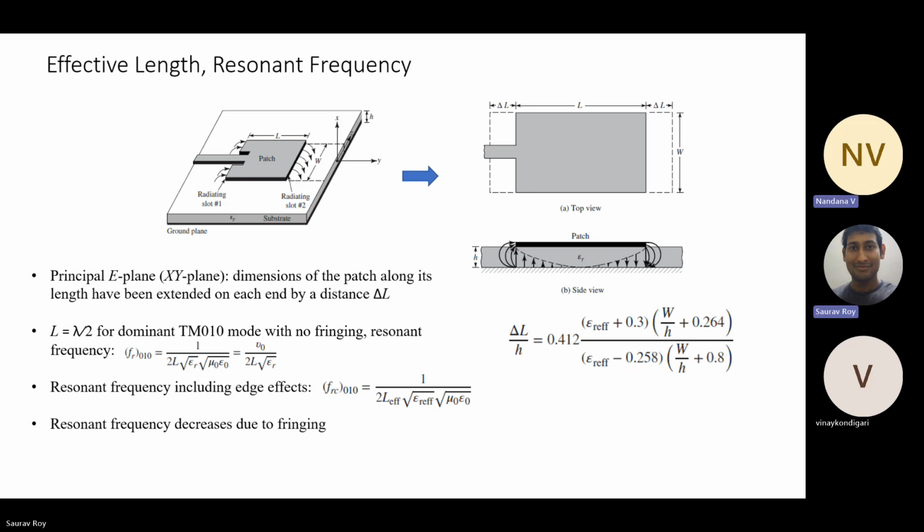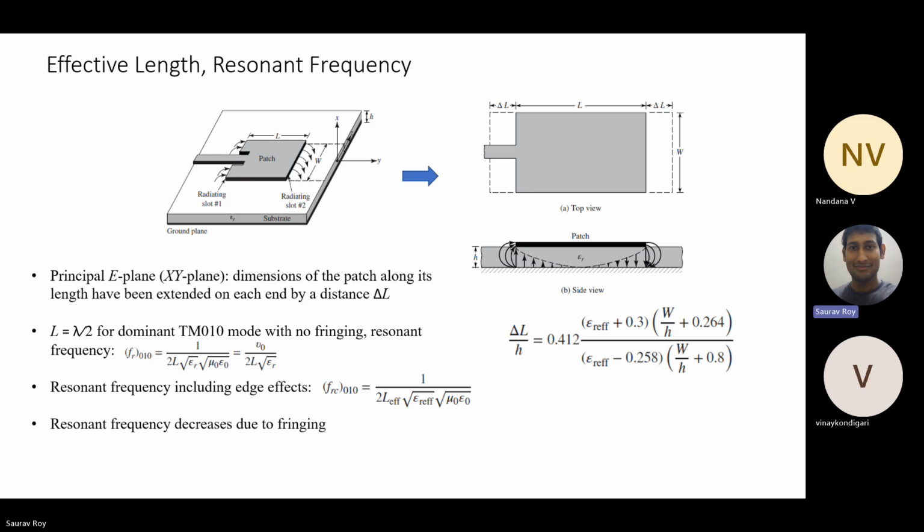You understand that, right? Radiating slot 1 and radiating slot 2 both have electric field in the positive Y direction. Because if it is in the opposite direction, then the fields will be in opposite phases and they will cancel each other. That will not lead to any radiation. So that's why we want both of them in the same direction.